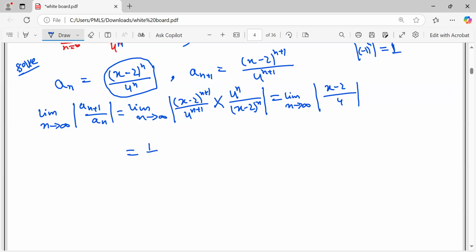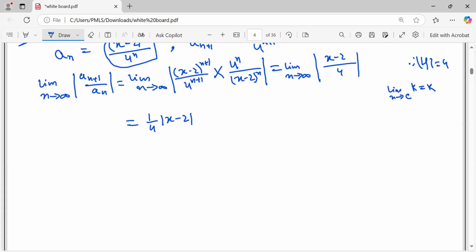We know that the mod of any positive number will be equal to itself, so it will be 1 over 4 and mod of x minus 2. Here there is no n, that is why the limit will be, we know that the limit of a constant number, like if x approaches any number c and we have any constant number, it will be itself, k, the constant number.